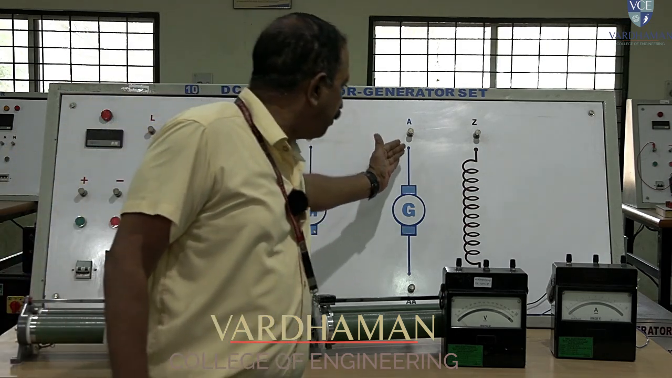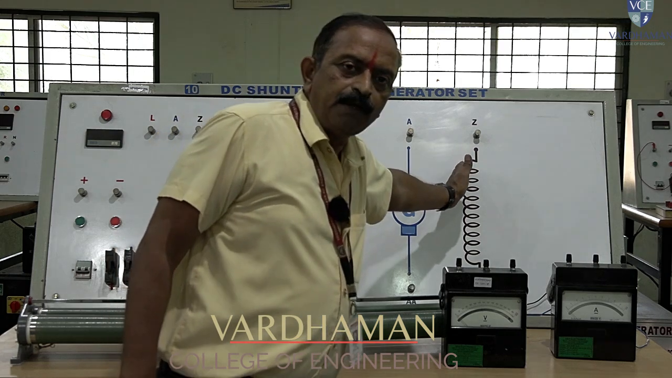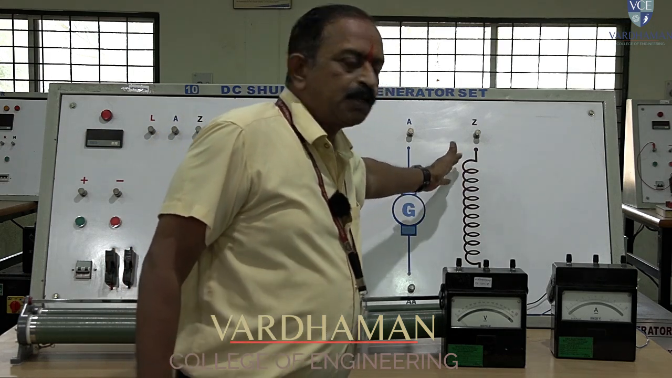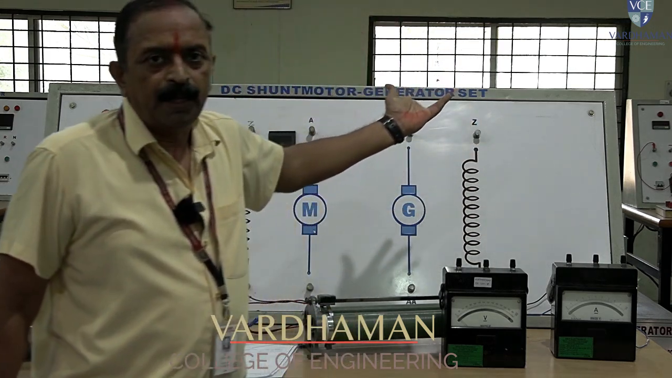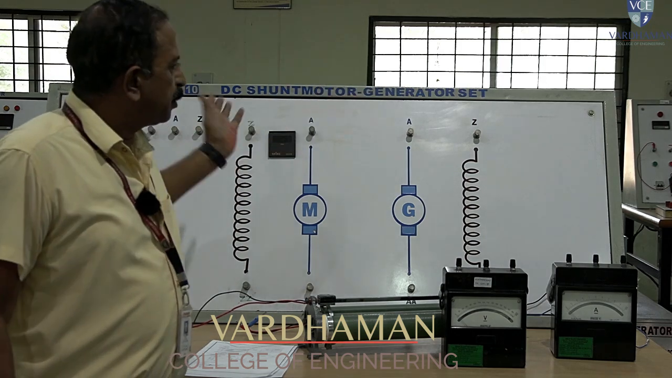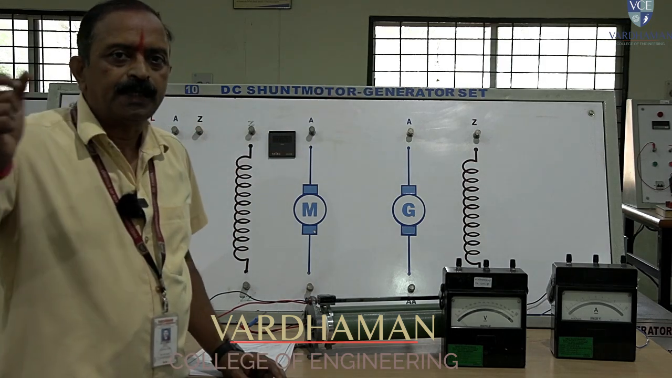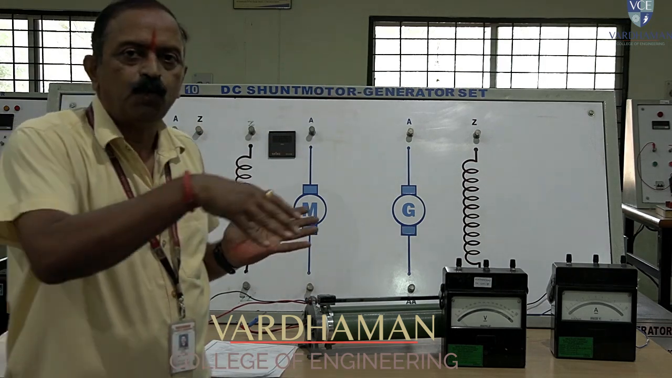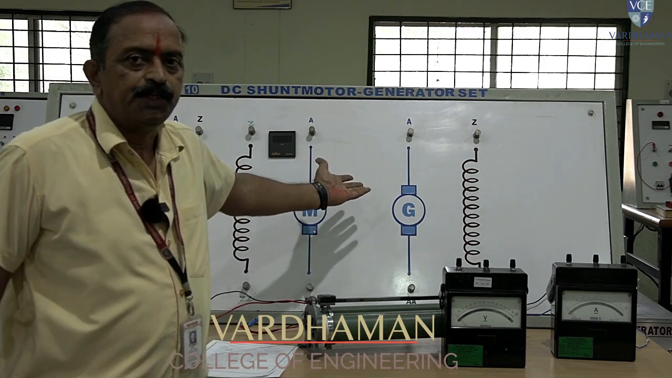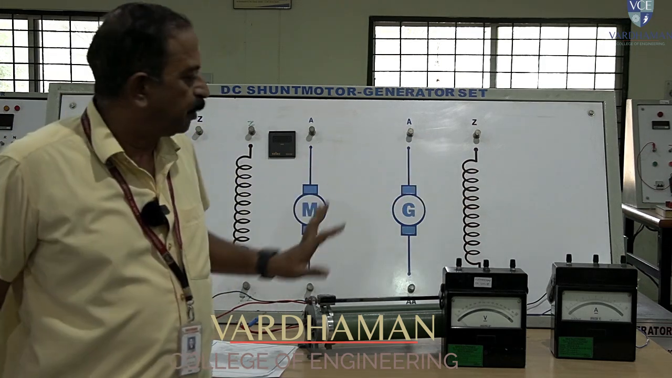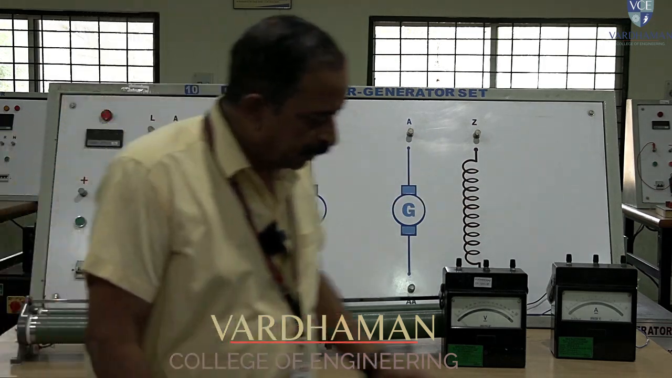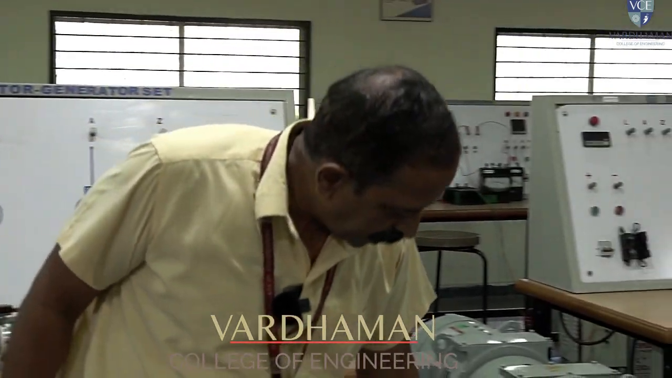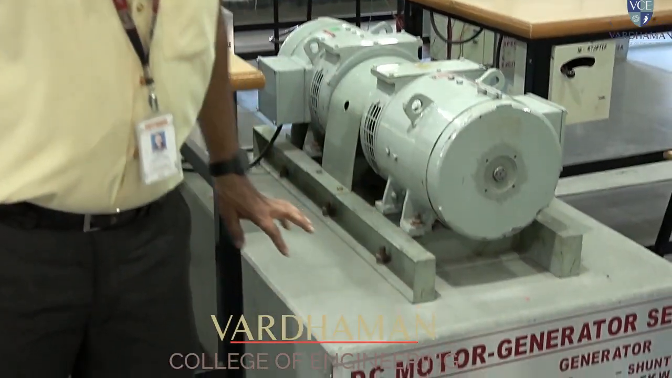How EMF varies with the variation of the flux. So flux is nothing but related to magnetic. This experiment is called magnetization characteristics. How much magnetization you are providing, what is the voltage induced in the generator. That is the experiment. So for that you need to know the specifications of the motor and generator.